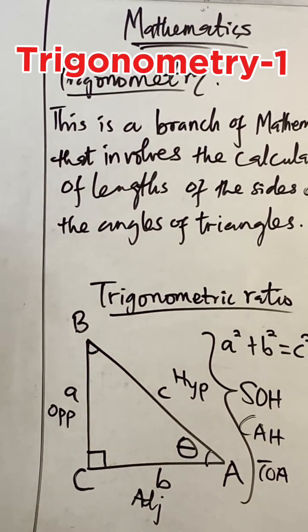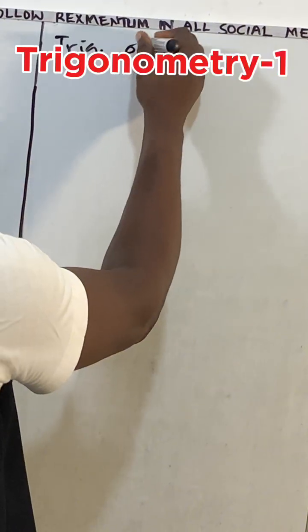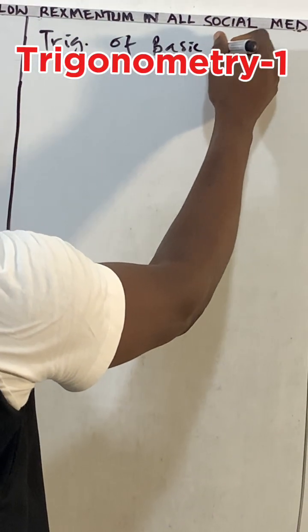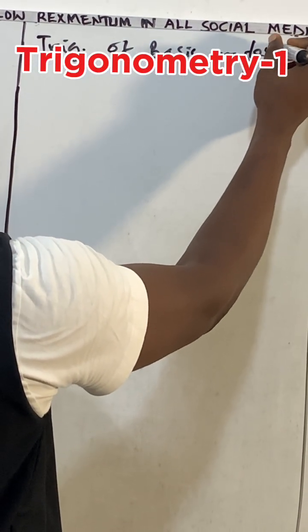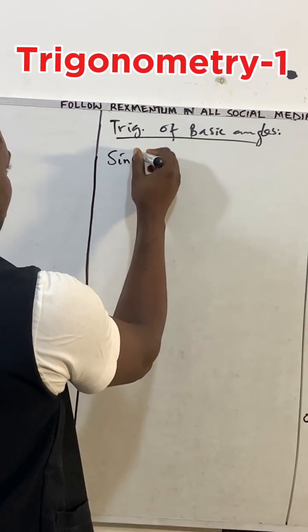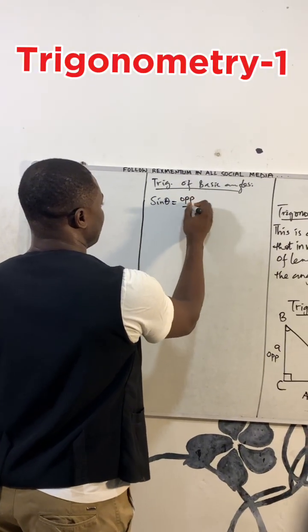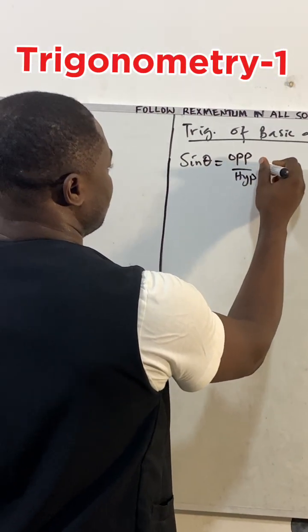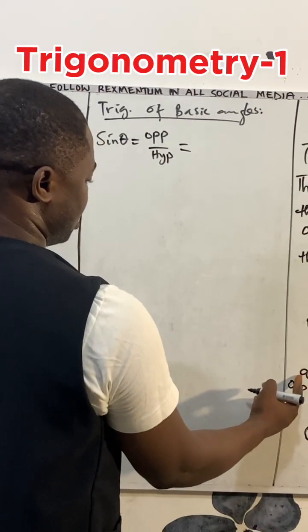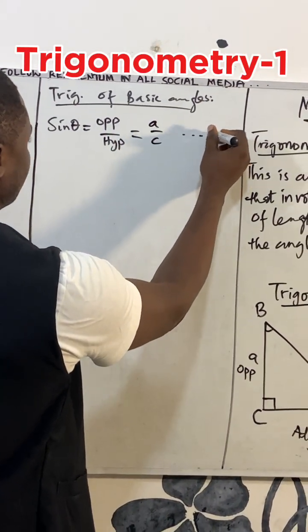Now let's go straight to the point. Trig, like trigonometry, let me put it in short. Trig of basic angles. Yes, here the basic angles is our sine theta, and sine theta from the SOH is opposite all over hypotenuse, which means the opposite here is our a, while the hypotenuse is c, so a over c. Let me call it equation I.